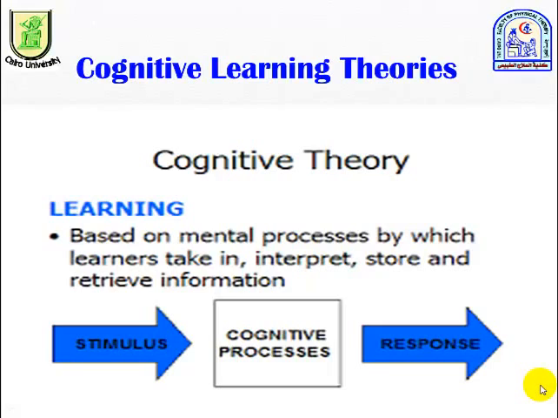So here, cognitive learning theory. Cognitive learning, how can we gain learning through this theory? Learning is based on the mental process by which a learner takes in, interprets, stores, and retrieves information, when we are going to recall this information by the stimulus. So the stimulus, cognitive process, leads to response by solving the problem.